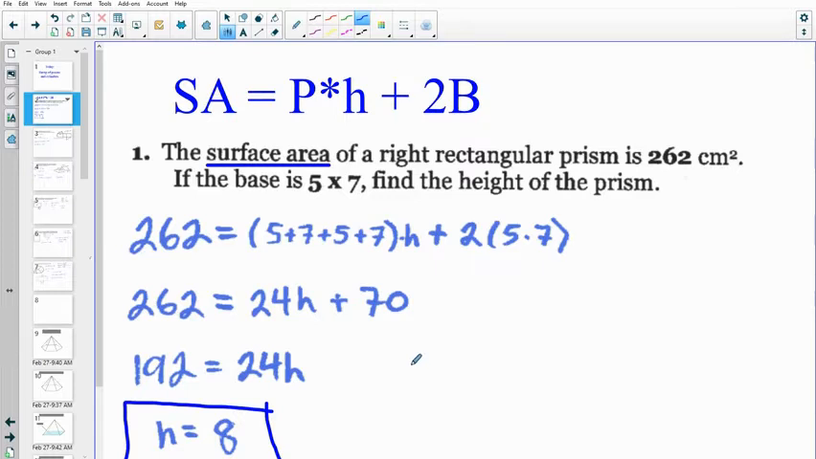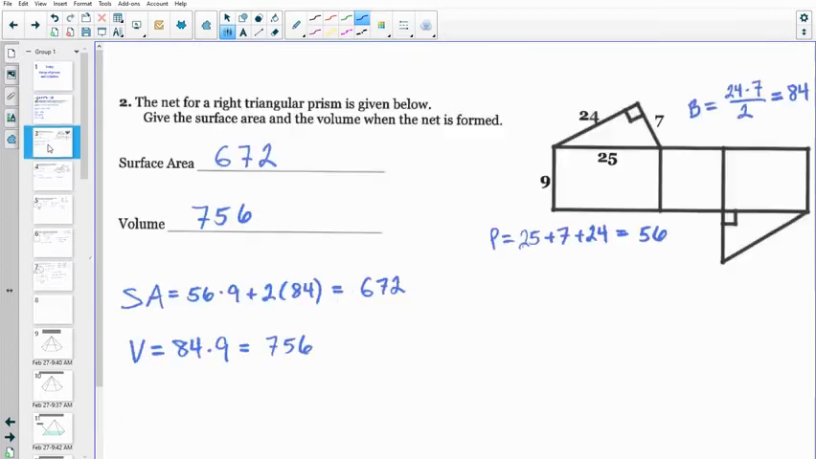If I want to find the volume of this prism, it'd be the area of the base, 5 times 7, times the height, 8. So whatever 5 times 7 times 8 is, 5 times 7 times 8 would be 140, I believe, but I'm not sure. You might want to plug that in a calculator.